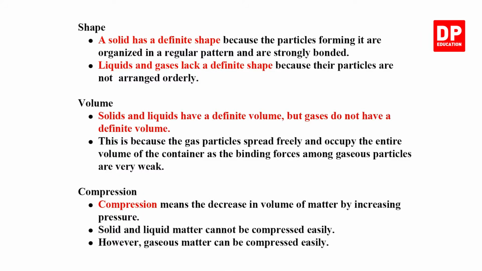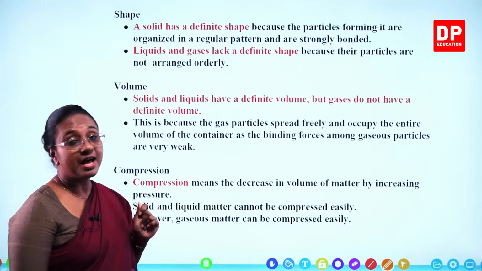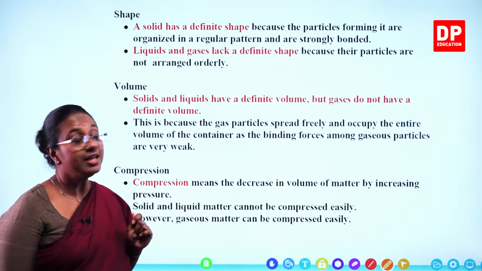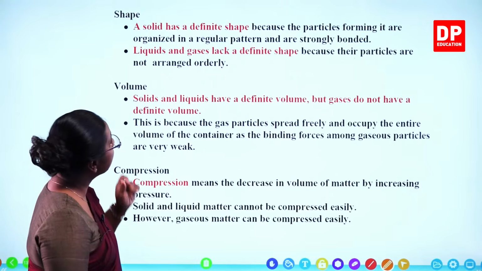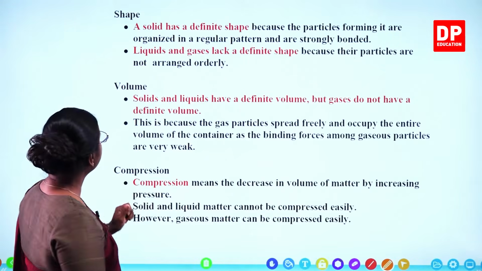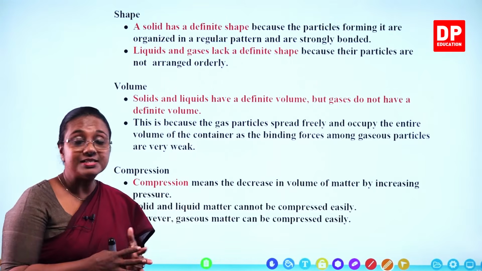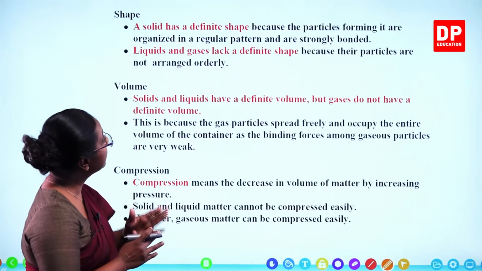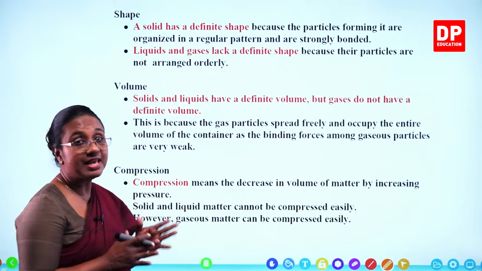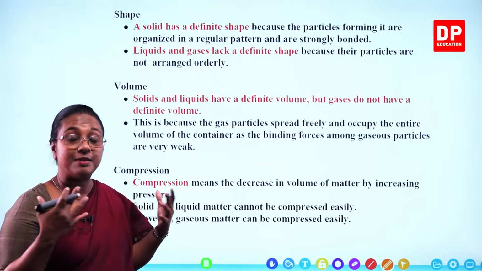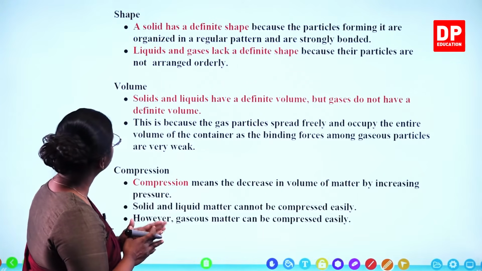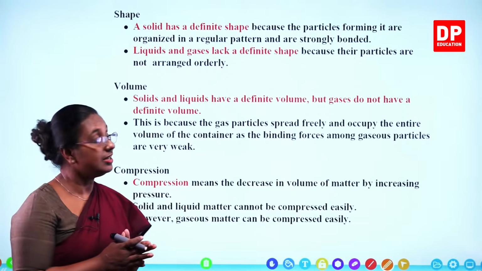So, here again we look at the properties. Shape. I told you all a solid has a definite shape because the particles forming it are organized in a regular pattern and are strongly bonded. So, the two reasons: the particles are arranged in a regular pattern and they are strongly bonded. But liquids and gases lack a definite shape because their particles are not arranged orderly. The particles are somewhat randomly arranged in liquids and very randomly arranged in gases, and they can move freely and randomly. Because of that, liquids and gases do not have a definite shape.